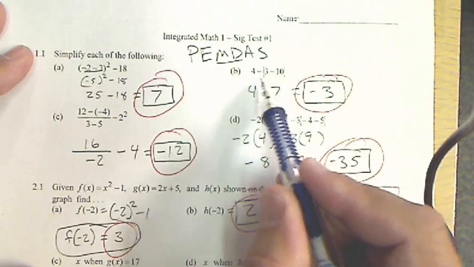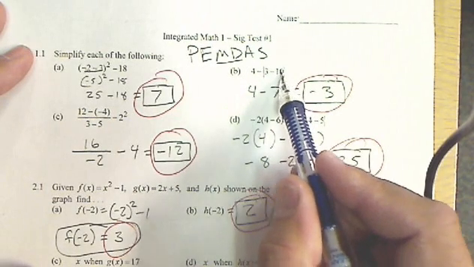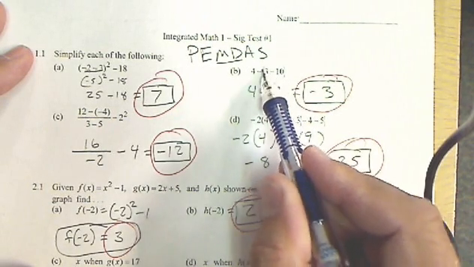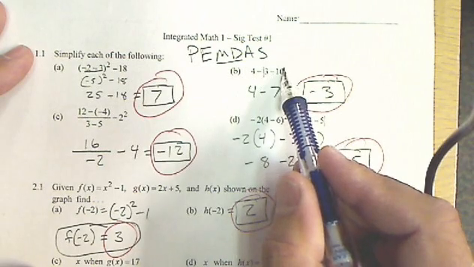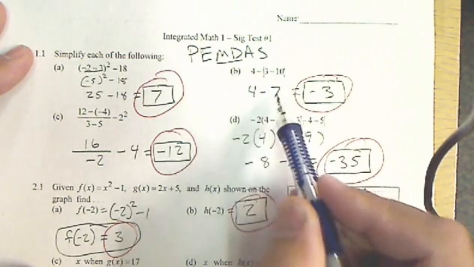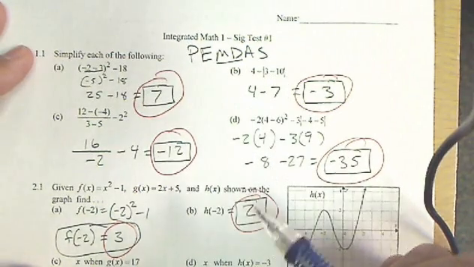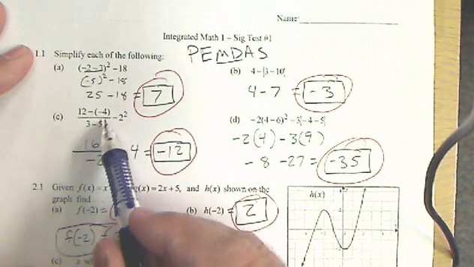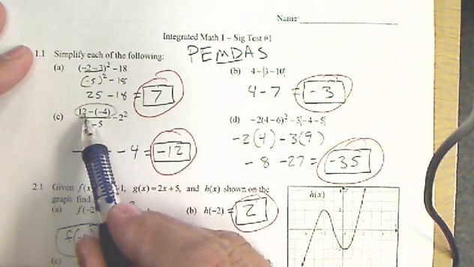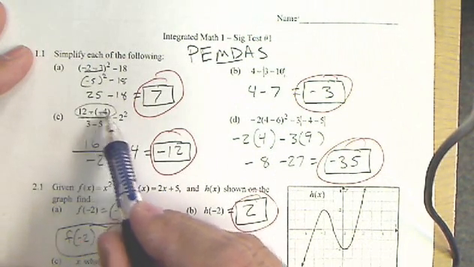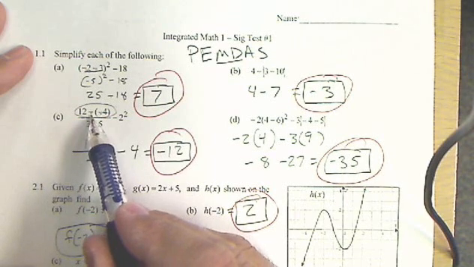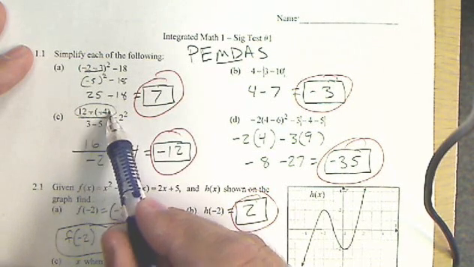Treat absolute value just like parentheses. So 3 minus 10 is negative 7. So absolute value of negative 7 is positive 7. So I have 4 minus 7. So I'm looking at the top. It's 12 minus a negative 4. So minus a negative means you're adding. So it's 12 plus 4, which is 16.